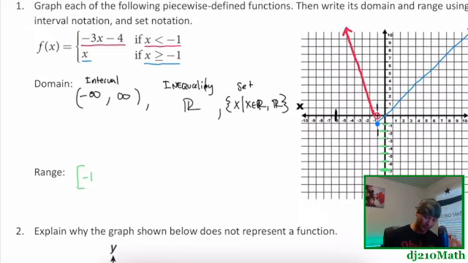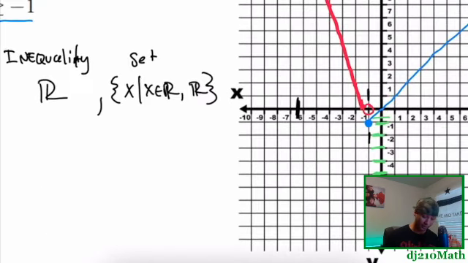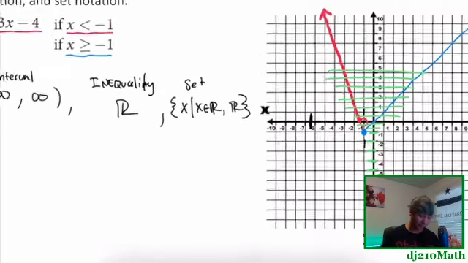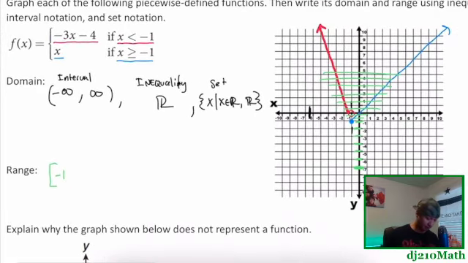And as you slide up the y-axis, as you increase up the y-axis, the graph is defined everywhere, right? Everywhere, any y value above -1, the graph is guaranteed to exist, right? All the way to infinity. So this is going to be up to infinity. Parentheses. Infinity always gets the parentheses.